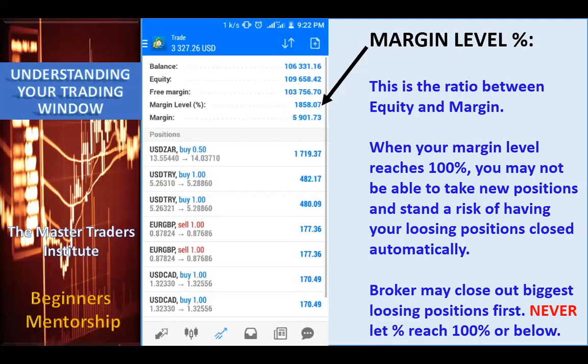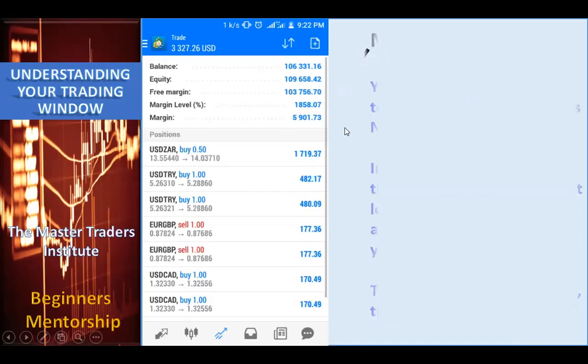What does that mean? If you have 3 losing trades, one is you are losing $100, the other one you are losing $500, the other one you are losing $250, and your margin percentage goes below 100%. If your broker wants to close your trade, they are going to close the biggest loss, which is $500. They will close it automatically. So no matter what, do not let this margin level percentage drop below 100%. The next one there is the margin.